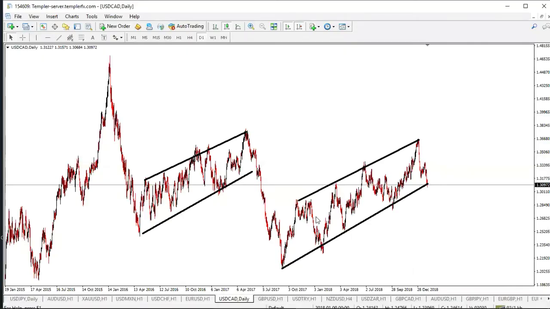The pair we're looking into today is the US dollar CAD, and I'm going to give you guys a quick short video. I don't want this to be very long, but it's a technical analysis for the US dollar Canadian dollar.